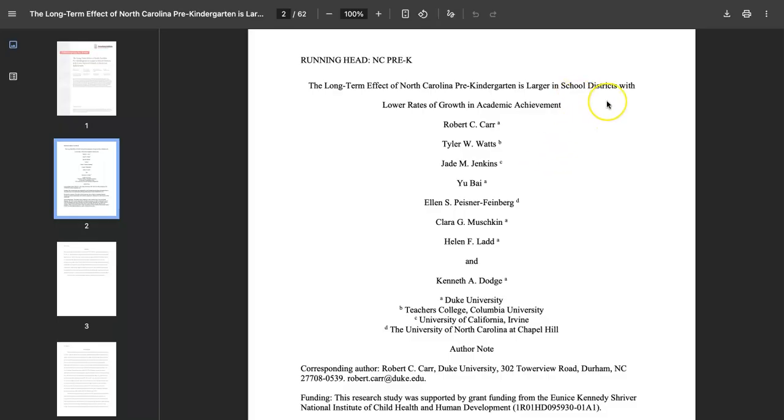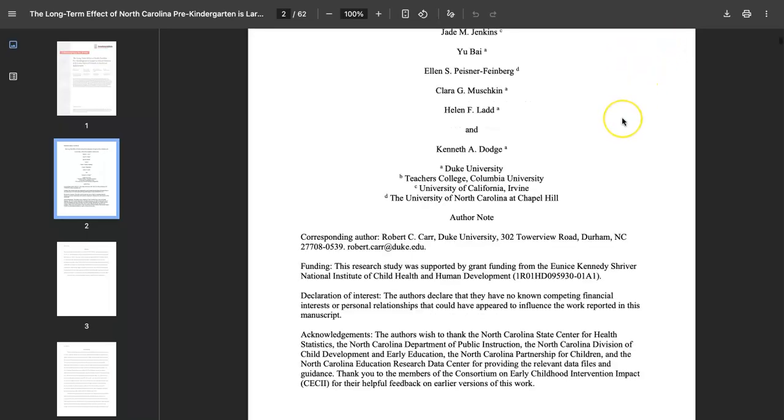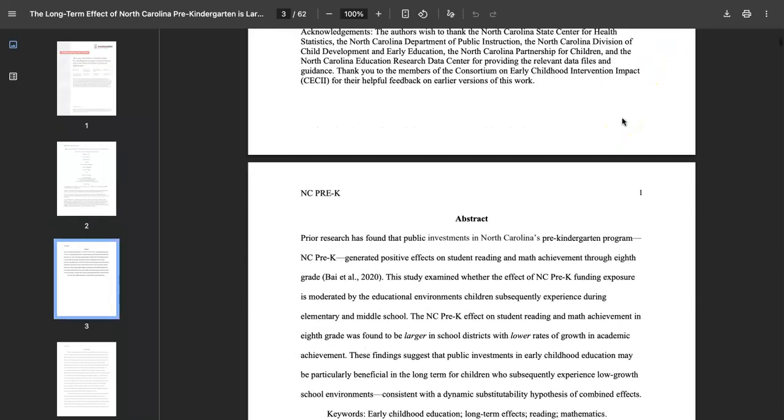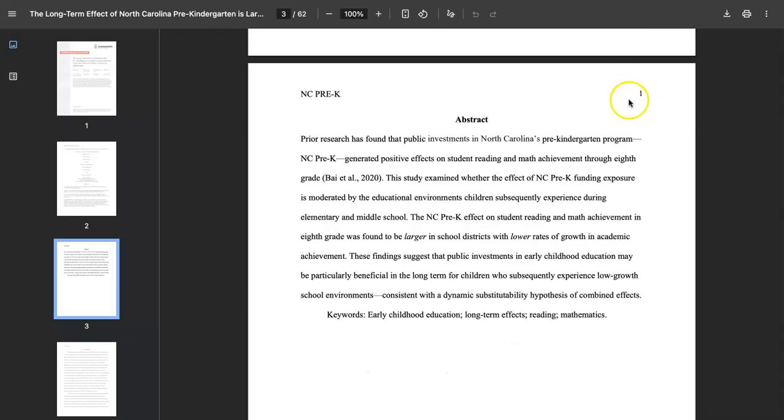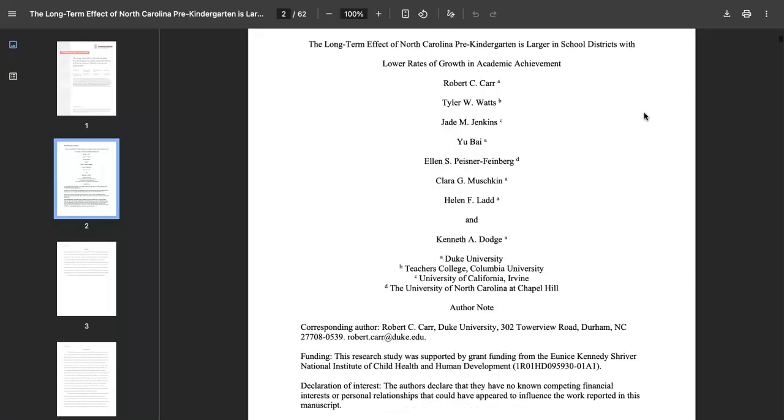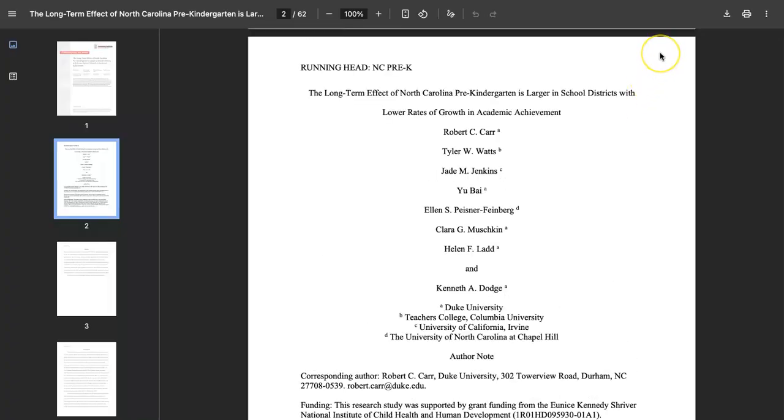APA formatting also states that in a student paper, the page number should start here on the first page, the title page, but we see in this article that the page numbers do not start until the abstract, labeling it page 1. So there should be a page number here in the corner that is missing.